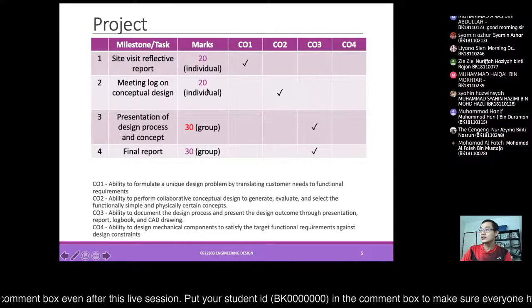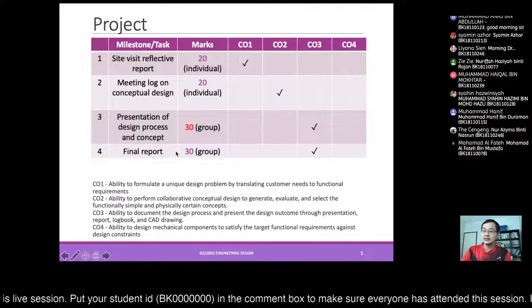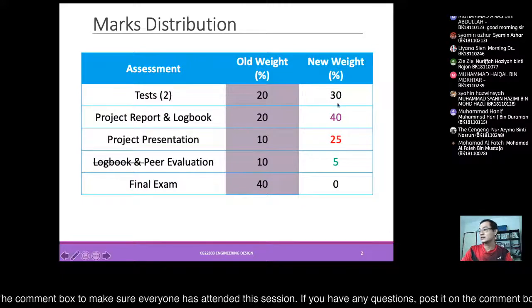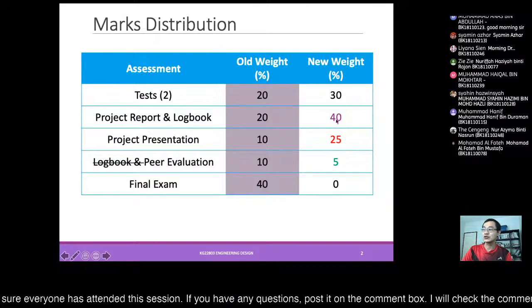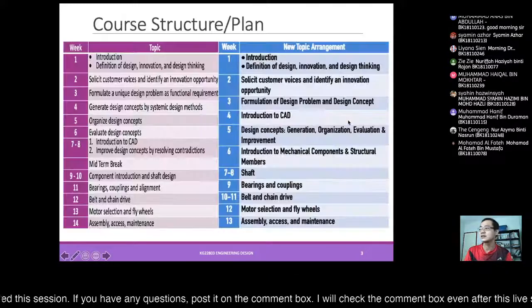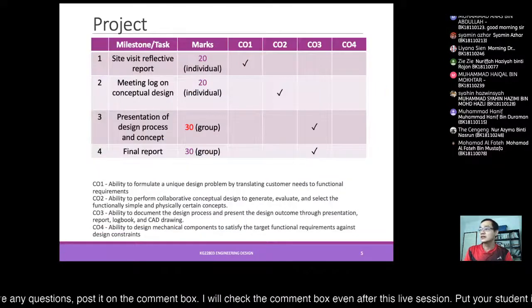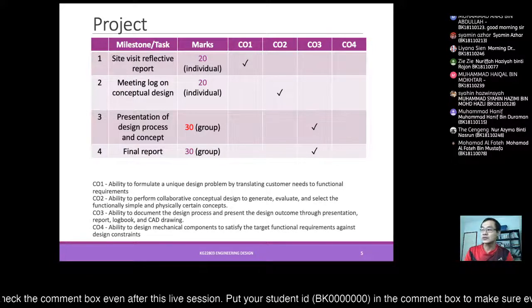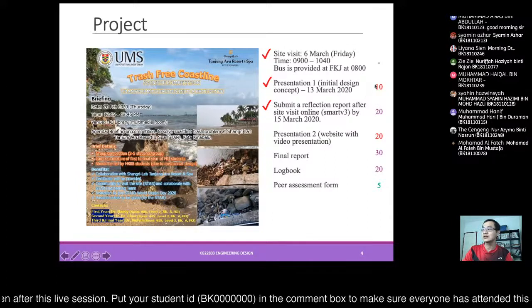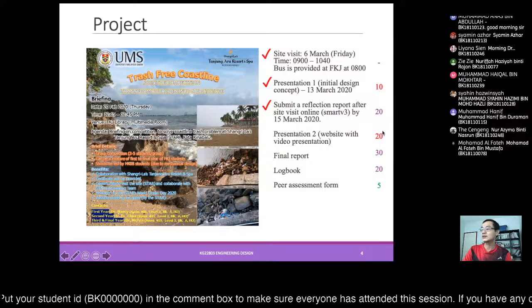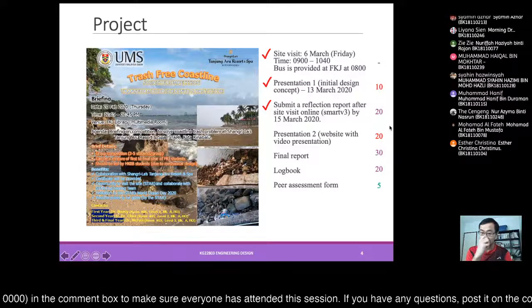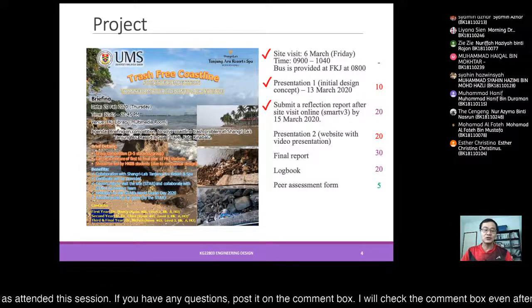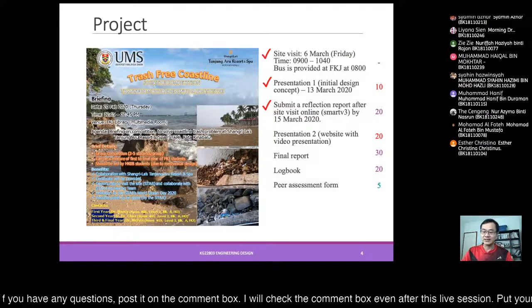The only thing is the 20, 20, 30 in the purple color will reflect with this part, the project and the logbook part, that will contribute to that particular 40%, and the 30% for the project presentations. So for the project presentation, your first presentation will get 10 out of 30 from there, and your 20 will be covered after you submit your video recordings.